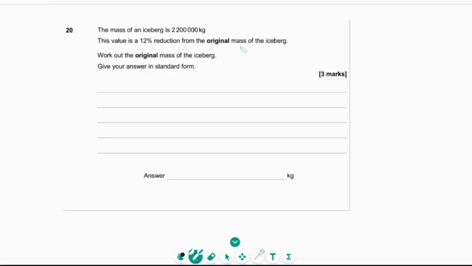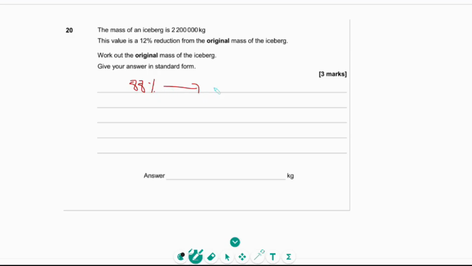The mass of an iceberg is 2,200,000 kilograms. This value is a 12% reduction from the original mass of the iceberg. Work out the original mass of the iceberg, give your answer in standard form. Okay, well, if it's a 12% reduction on the original mass, 100 minus 12 is 88%.